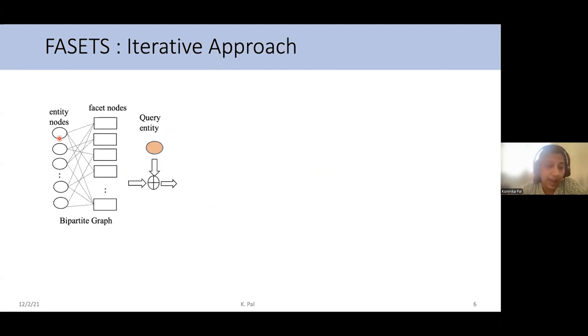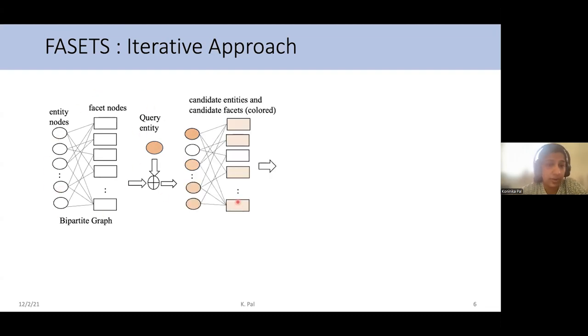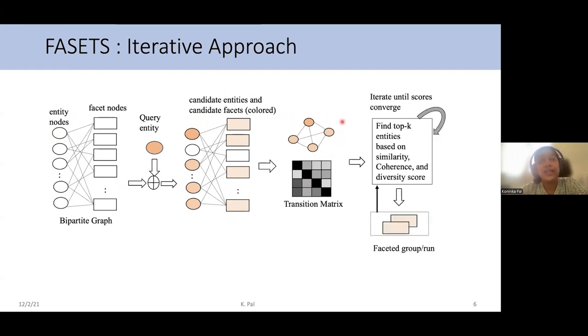So we consider the query. For this query, we basically prune this big graph to a comparatively smaller graph. And from this graph, using those scores for the entity and facet nodes, we find a similarity graph for the entities available there. And the moment we have such a similarity graph, we use our objective function, particularly those three components that we talked about. We use a random walk-based approach starting from the query in this particular graph until the walk converges.